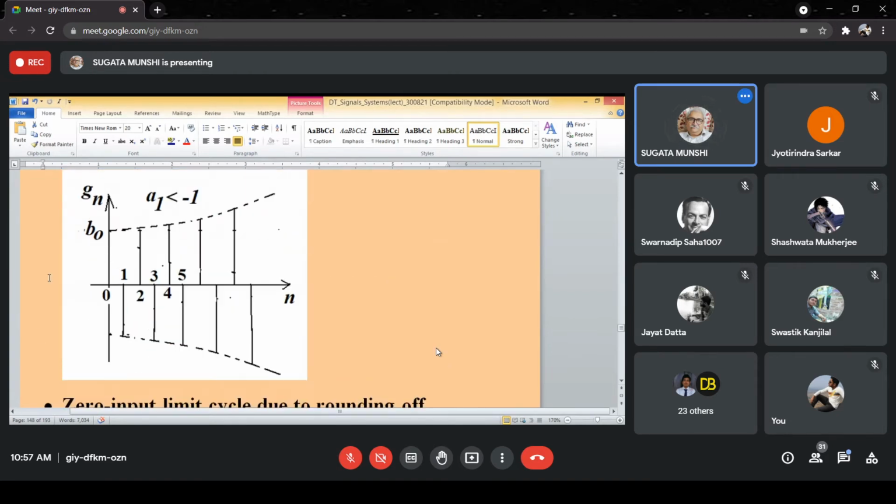Here also there is oscillation. It starts from n equal to 0, has a value B0, then it oscillates. The oscillation frequency remains the same, but the amplitude of oscillation grows with time and the sequence becomes unbounded. So that is for A1 less than -1, that means negative A1 and magnitude of A1 greater than 1.